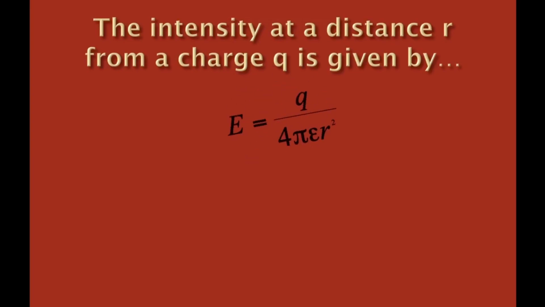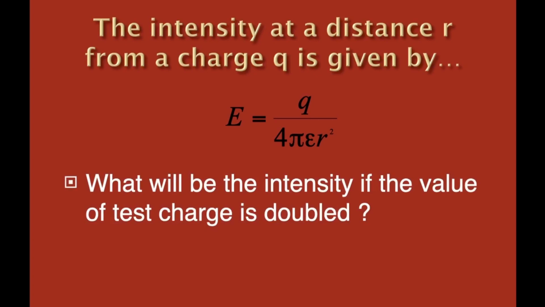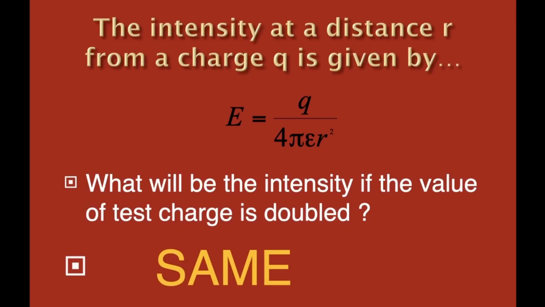The intensity due to a point charge is given by E is equal to Q upon 4 pi epsilon r square. What will be the intensity if the value of test charge is doubled? It will remain same.